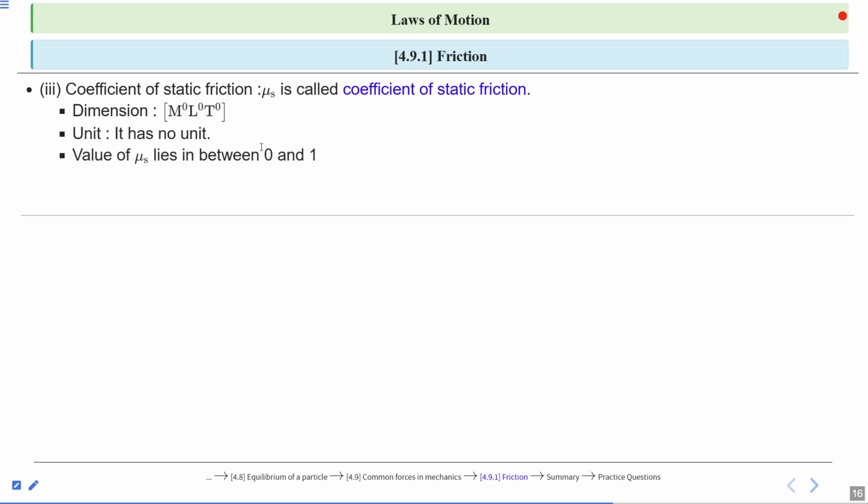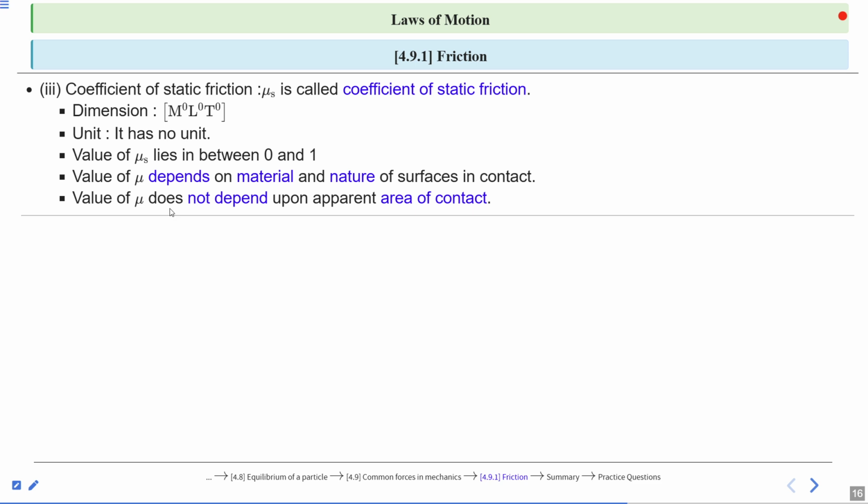The value of mu s lies between 0 and 1. The value of mu depends on the material and nature of the surfaces in contact. If the material is changed, the value of mu will also change. The value of mu does not depend upon the apparent area of contact. It is independent. Here, this is dimensionless.